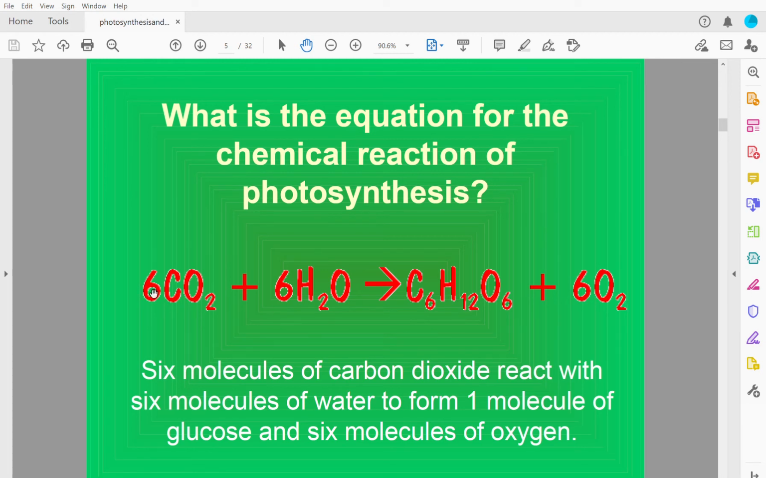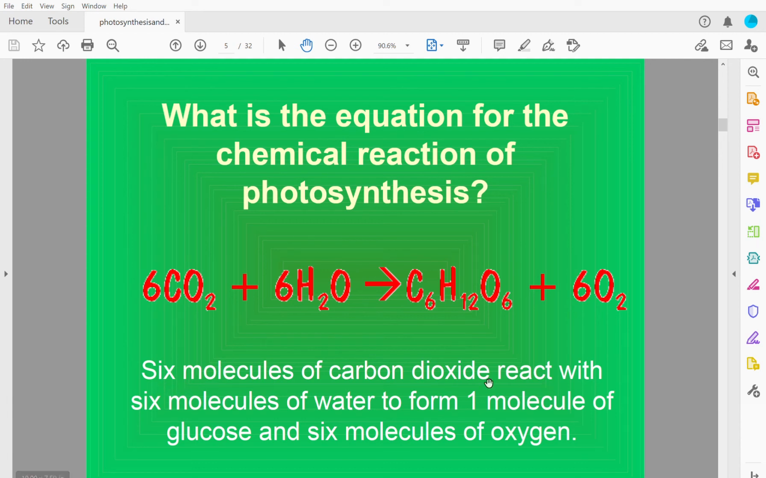Now, the reason why you have these coefficients is because it balances out this equation. This side of the equation is equaling this side of the equation, which is a chemical equation rule. It has to balance. You can't create nor destroy energy. That's why it has to be equal on both sides. I'll show you that later.